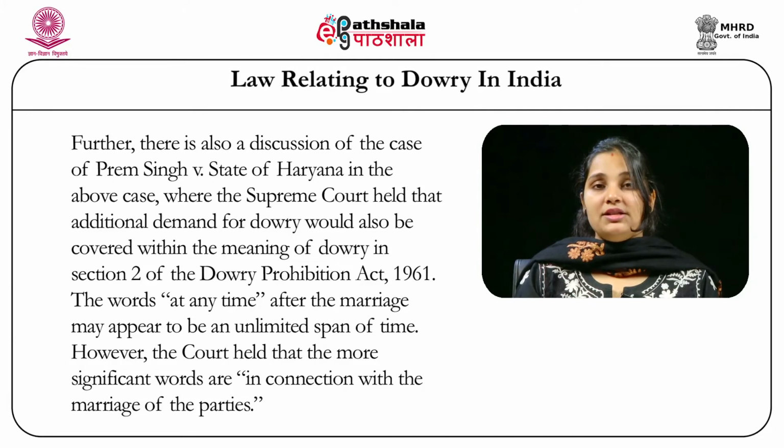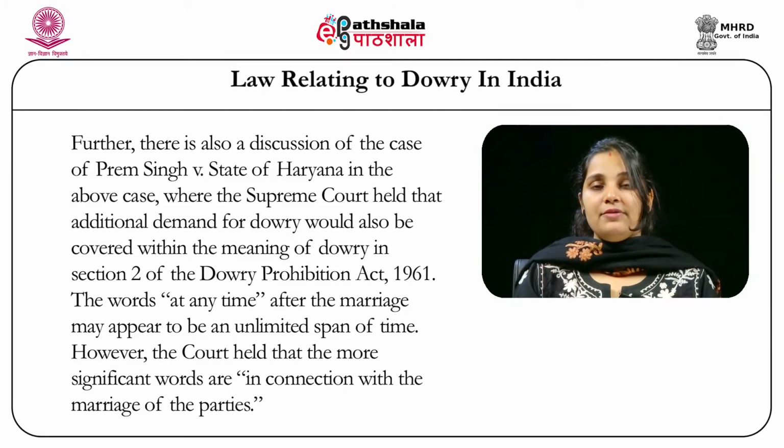So, any death in connection with dowry is presumed to be a dowry death if the death happens within the span of 7 years. But the terms "at any point of time after marriage," which have been captured in the Dowry Prohibition Act of 1961, need to be looked into with a little bit of analysis here.